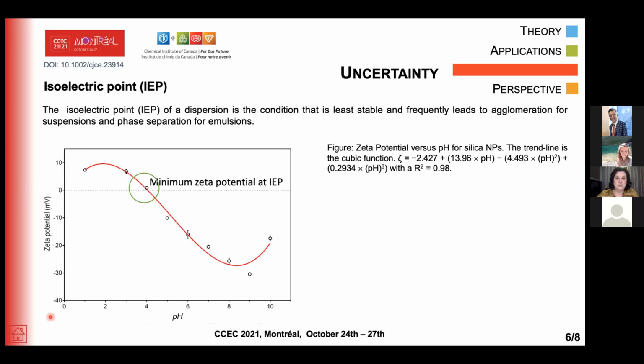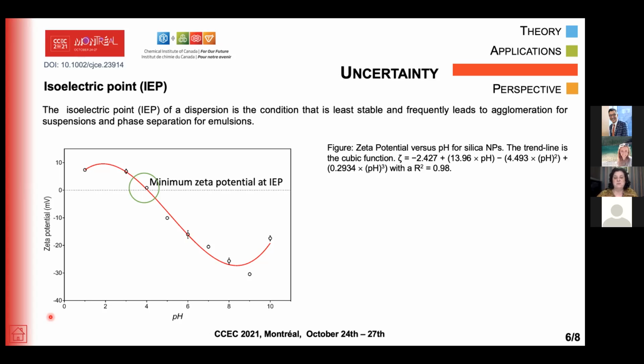Another point that is very important in terms of zeta potential measurements is the isoelectric point. Depending on the pH range at which the isoelectric point is reached in your sample, this point should be avoided for zeta potential, because at the isoelectric point your emulsion can be phase separated, or your suspensions can become agglomerated.